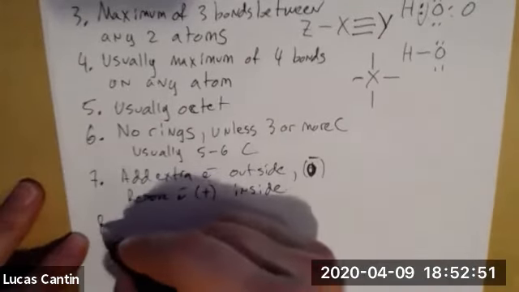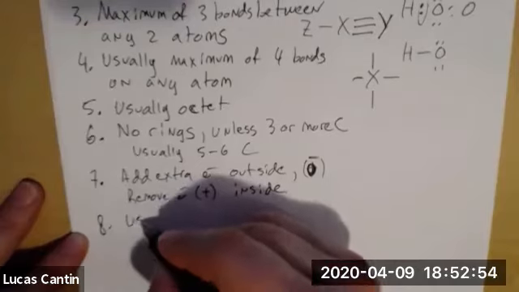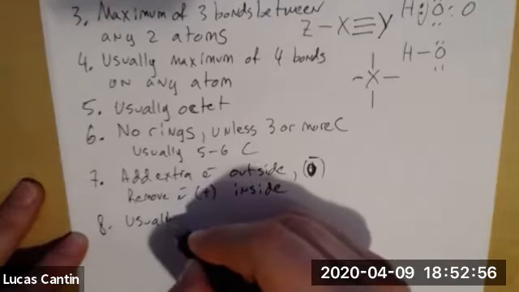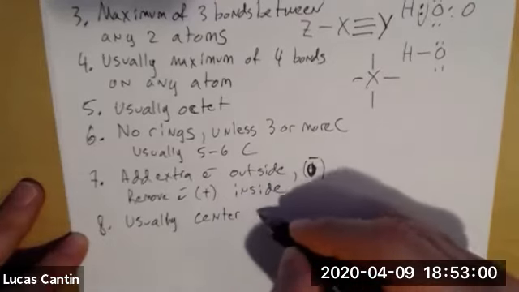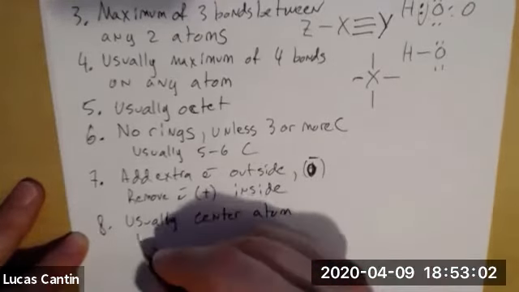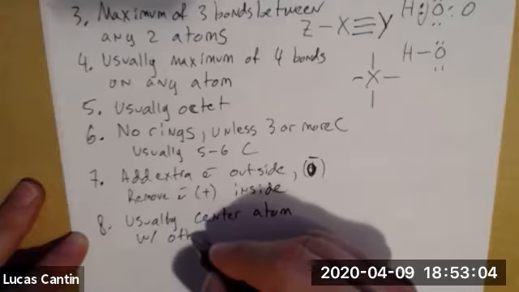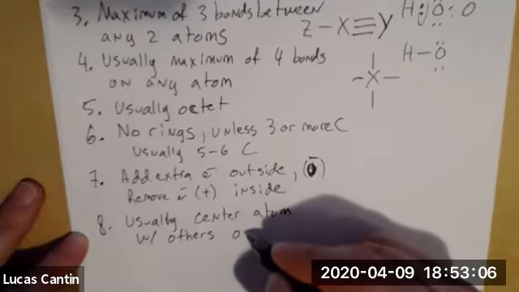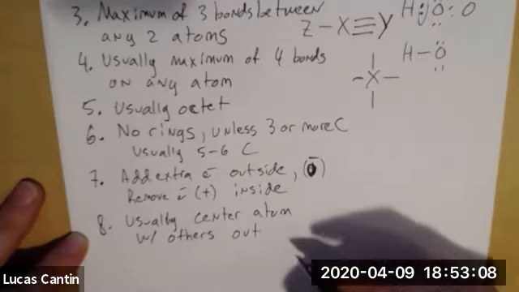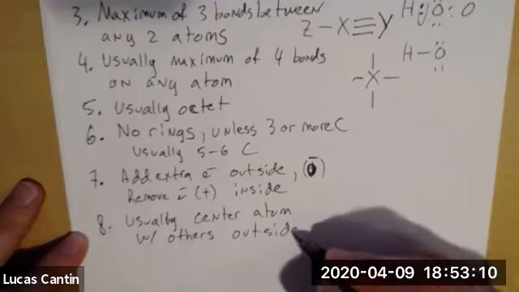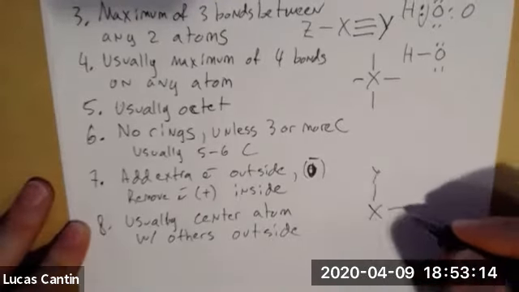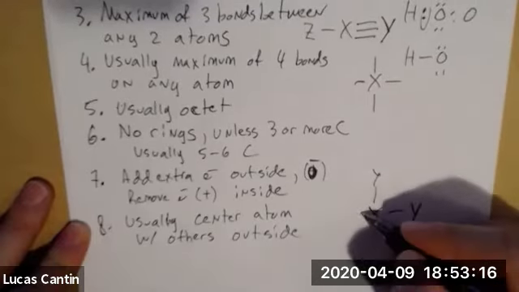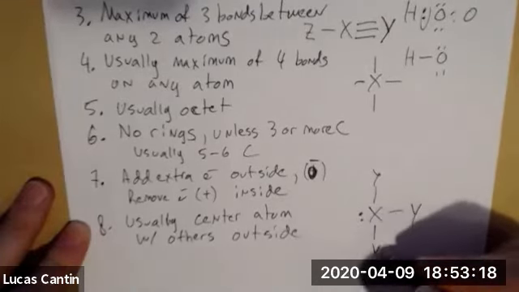Another good idea is you're usually going to have a center atom with others on the outside. So the basic game is I'm going to have an atom in the center, and then I'm going to have other things attached to it. Okay, let's give it a lone pair, whatever, something like that.